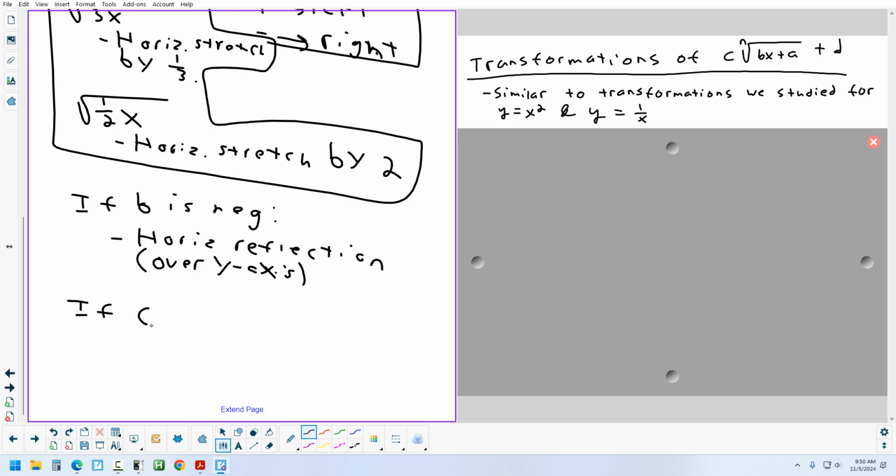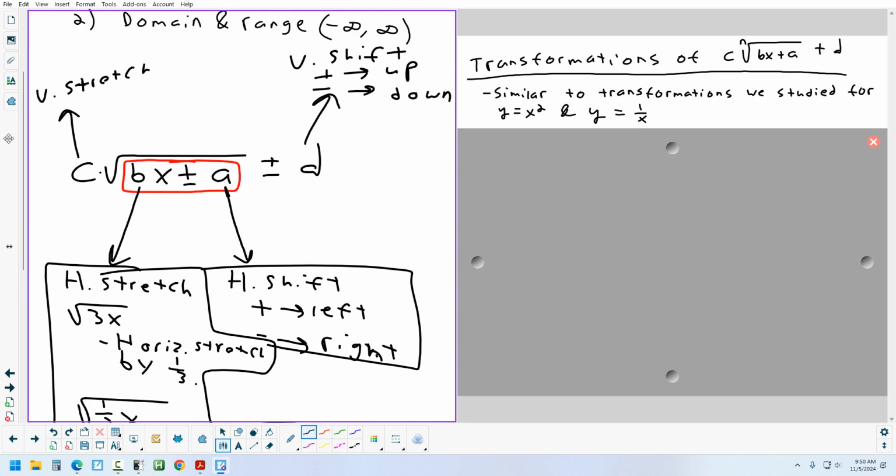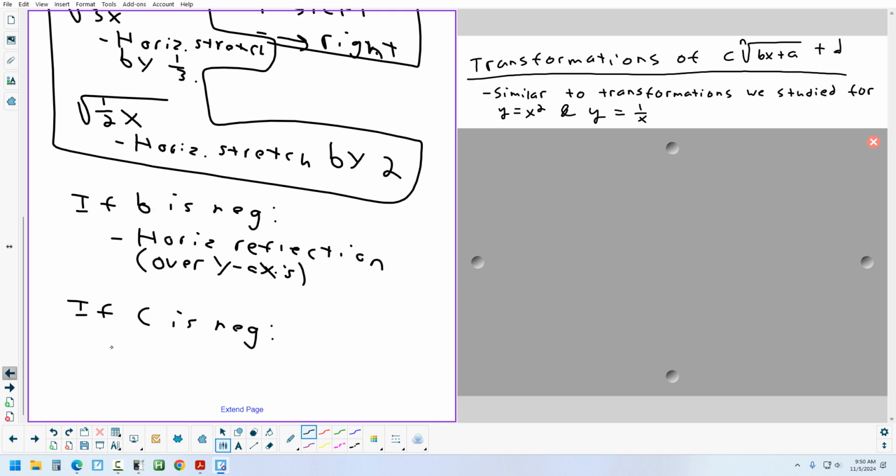Now, if C is negative, that's also going to be a what? What do you think? Vertical reflection. That's also going to be a reflection, but since C has to do with vertical, it's a vertical reflection. Yep. And vertical reflection, that would mean you flip up to down, which is over which axis? The x-axis. That's over the x-axis.